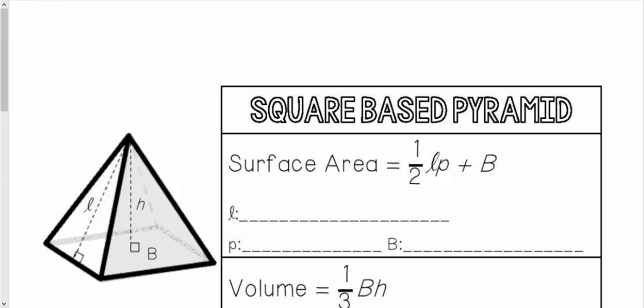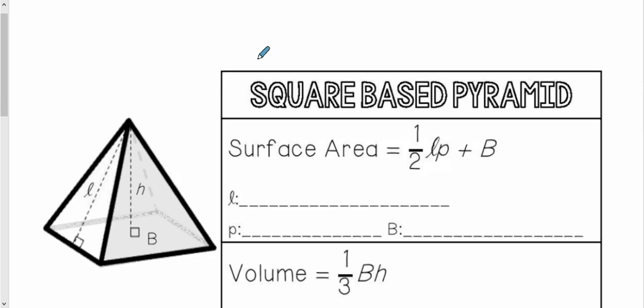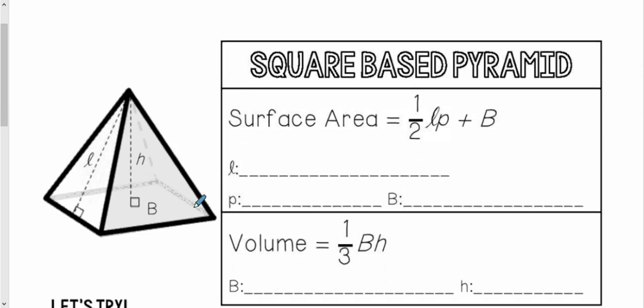Okay, the last 3D shapes we need to talk about are pyramids and cones. We're mainly going to focus on square-based pyramids, where the bottom of this pyramid is actually a perfect square. For the surface area, you have 1/2, that's cursive L, LP plus B.